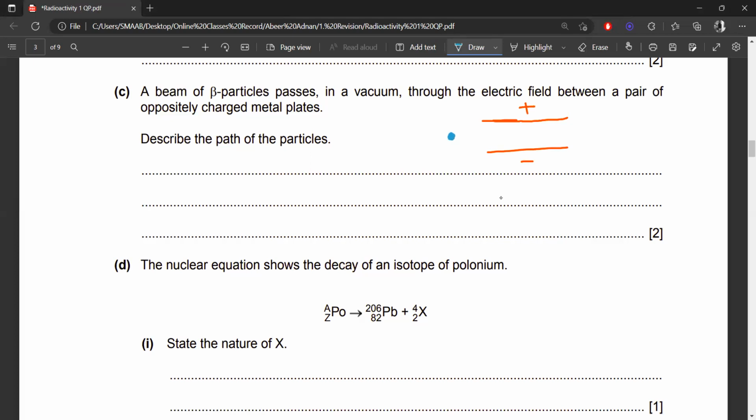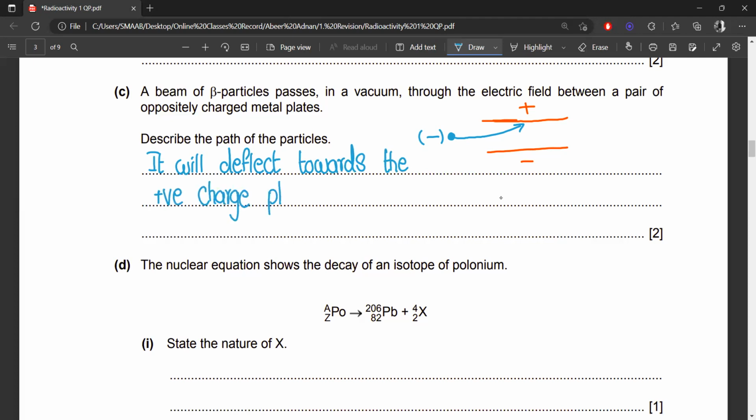So in which direction will it deflect? Toward positive or negative? It's negative, so it will go towards positive. So towards positive because beta is already negative, right? So it will deflect towards the positive charge because beta is a negative charge.